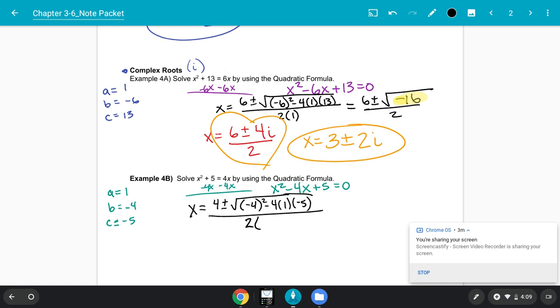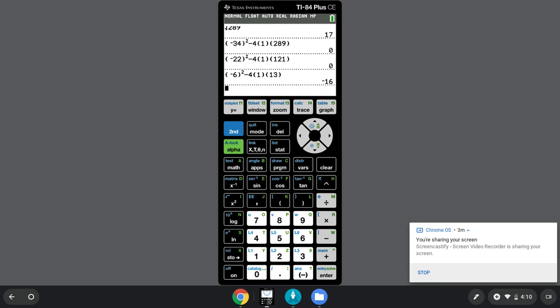all over 2A. One thing you guys might notice really quick is that I've been writing these things in parentheses. And I do that on purpose because if you don't type parentheses in the calculator, it's going to come out with an incorrect number. You can mess with it if you want, but trust me, just always put it in parentheses just to be safe, okay? So negative 4 squared minus 4 times 1 times negative 5.